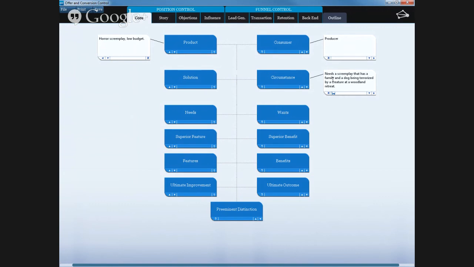Right, and what you'll see is that there are groups that will put out calls for screenplays, and you'll see stuff like: producer in need of a screenplay that includes a family and a dog being terrorized by a creature in a woodland retreat. I just made it up, but it's very specific. So the solution is, hey, I have a screenplay that meets that need, right? Exactly right.